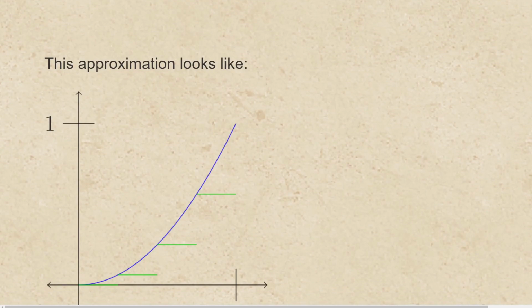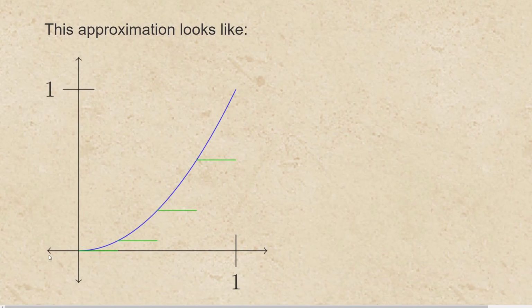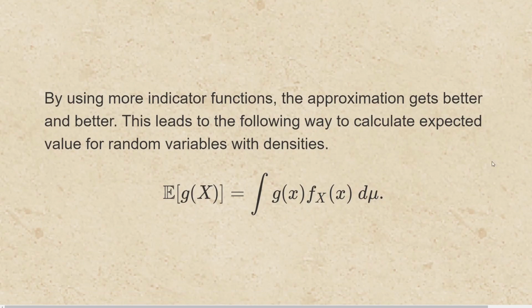Pictorially, the approximation looks as follows. In the blue, you can see y equals x squared. In the green, you can see this weighted sum of indicator functions. Now, the idea is by using more and more indicator functions, the approximation gets better and better. This leads to the following way to calculate expected value for random variables with densities. The expected value of g of X equals the integral of g of little x times the density of big X at little x with respect to the measure mu.